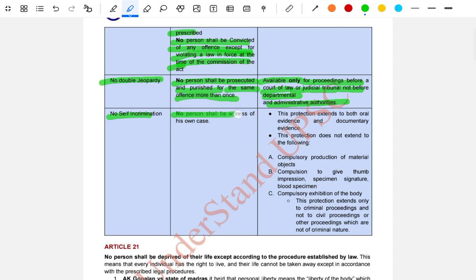No person shall be a witness against himself in his own case. This protection extends to both oral evidence and documentary evidence. This protection does not extend to the following: the compulsory production of material objects, compulsion to give thumb impressions, specimen signature and blood specimens, and the compulsory exhibition of the body. This protection extends only to criminal proceedings and not to a civil proceeding or other proceedings which are not criminal in nature.